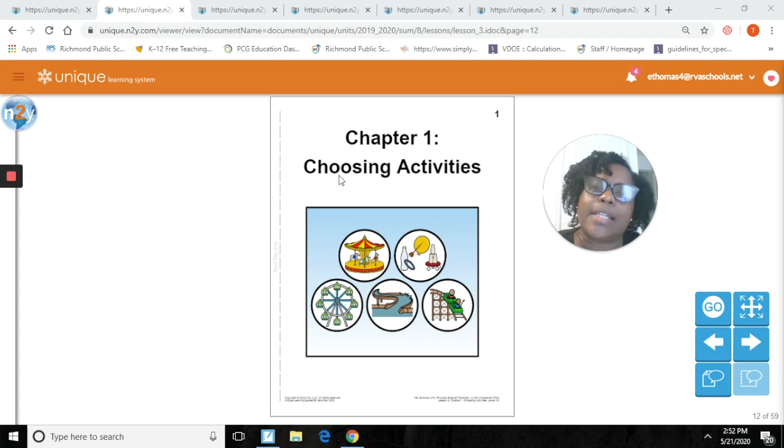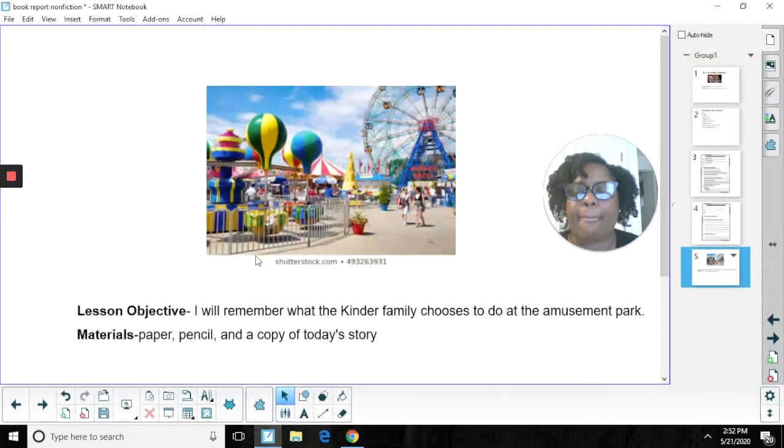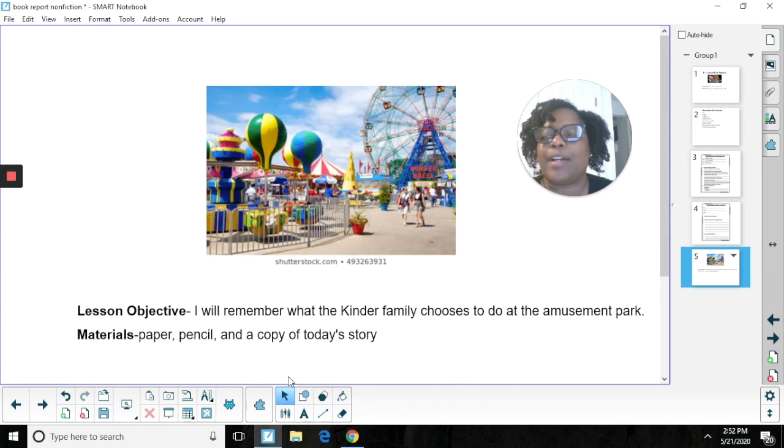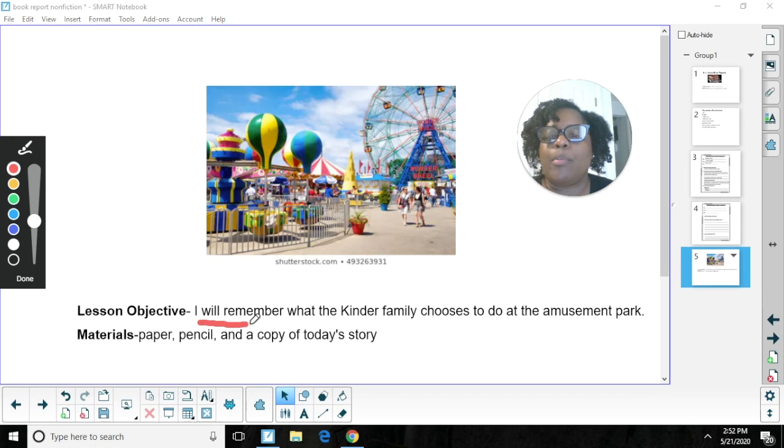And before we begin our lesson, we're going to go over, as always, our lesson objective and our lesson materials. So let's get started, okay? All right, so if you see here at the bottom of our page, we have our lesson objective, okay? I will remember what the Kinder family chooses to do at the amusement park.